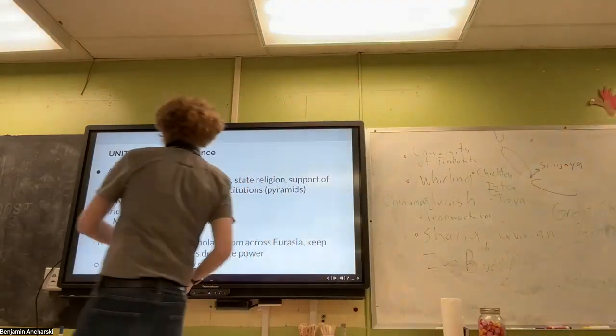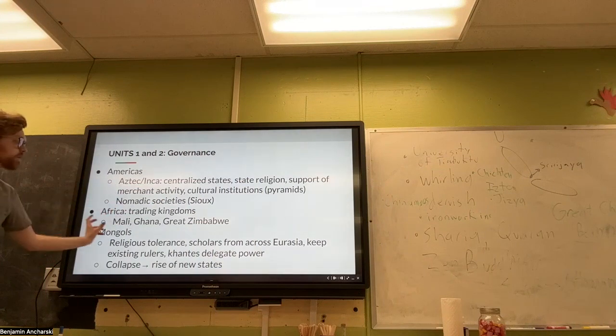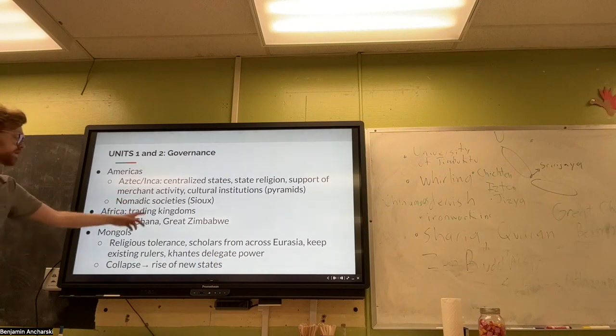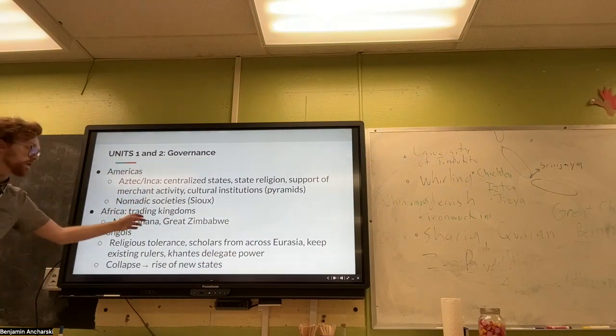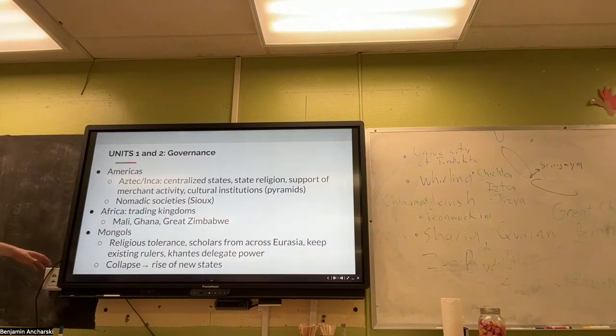However, a counter argument could be that there are nomadic societies in North America, the Sioux being one example of that, hunting buffalo. In Africa, kingdoms tend to form around trade. The most important is Mali. Mali, that's where Mansa Musa is from. He's the guy that does all the trade in the Trans-Saharan Trade Network. Ghana, a precursor to Mali. Great Zimbabwe on the Swahili coast, also involved in trade.